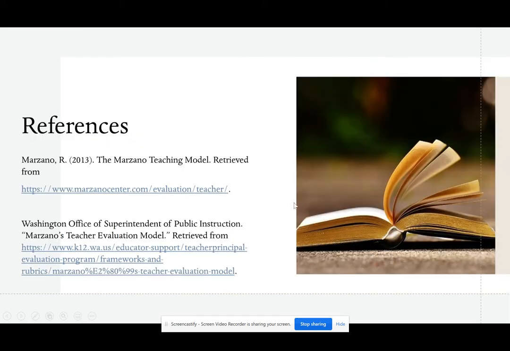So that was a really quick overview of three design questions in the Marzano Teaching Model. If you want to find out some more information, you can go to the Marzano Center, or the Washington Office of Superintendent of Public Instruction has some excellent resources as well.